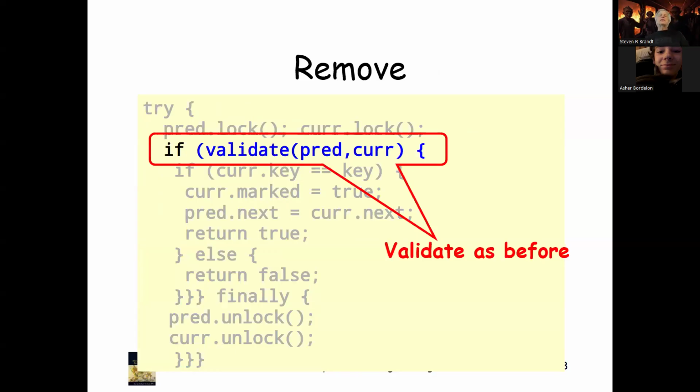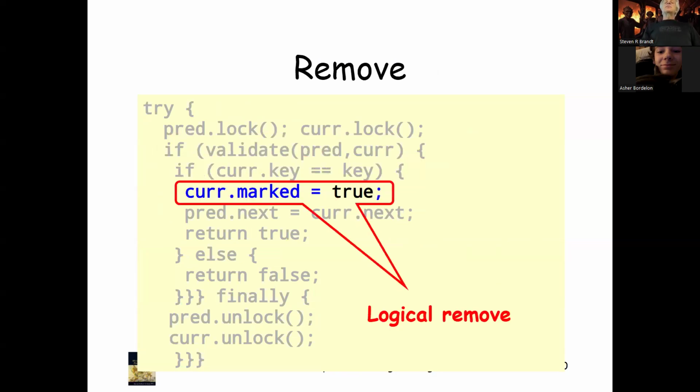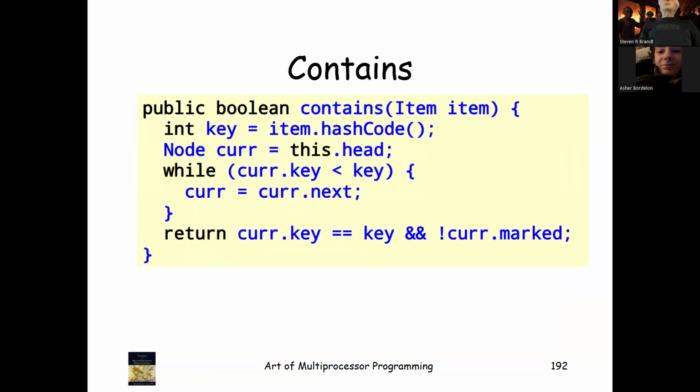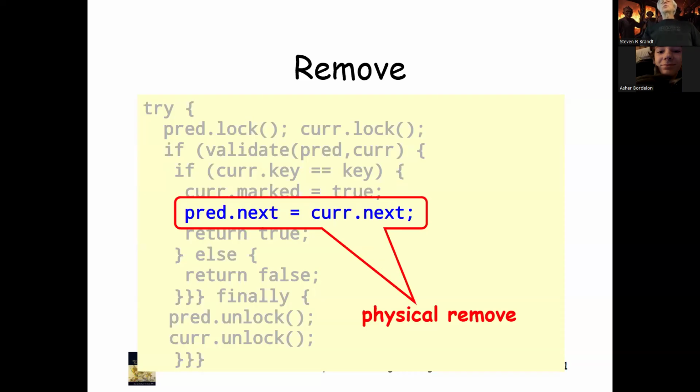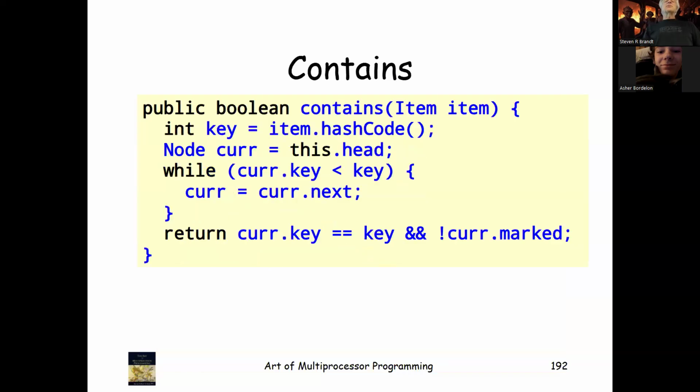So I think I lied. We might have to repeat in this case. We're still going to validate as before, and we're going to check that the current key is equal to the key, and then if this is for the remove, we're going to set the marked bit to true. Then we're going to set the predecessor next to the current.next, and then we're going to return true. And so we're doing this one additional step, but it makes all the difference.